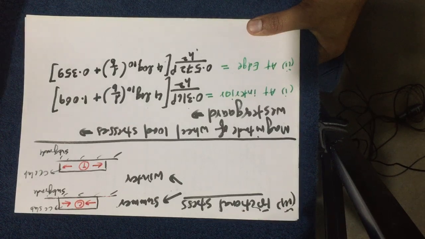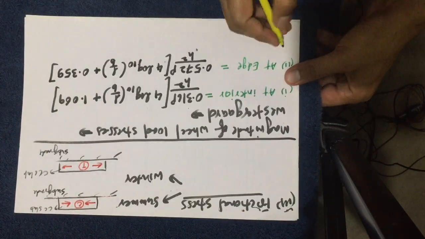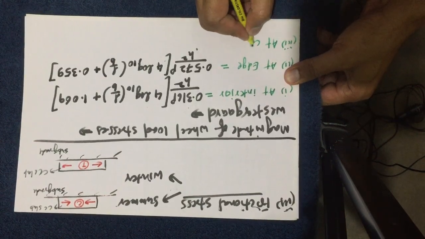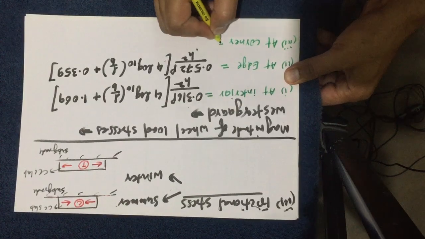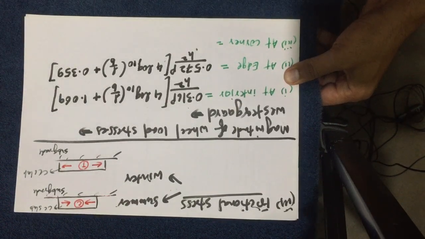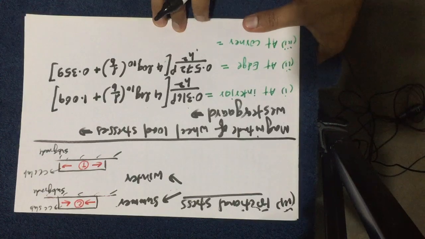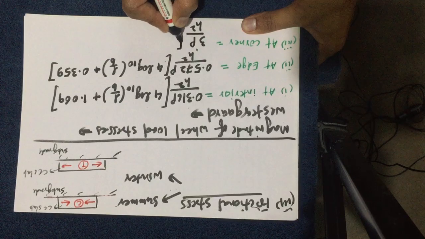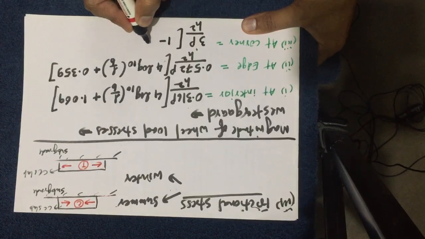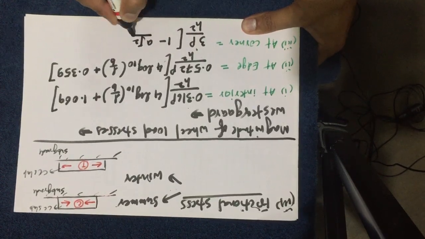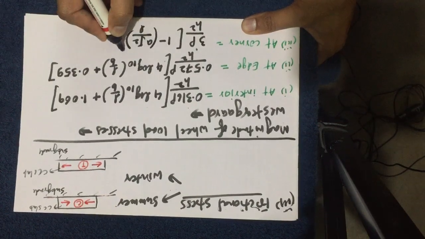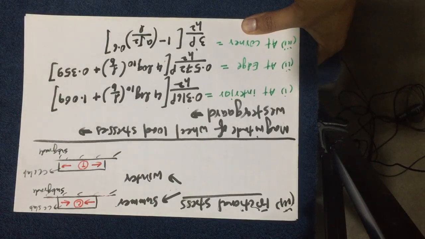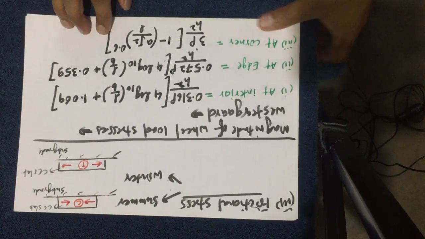And the last is to calculate the load stress caused by the wheel load when applied at the corner of the slab, as given by Westergaard: 3 times P by H square, bracket 1 minus (a root 2 divided by L) raised to the power of 0.6.